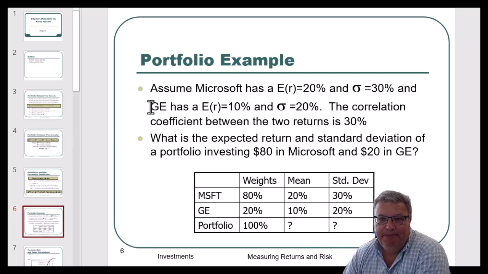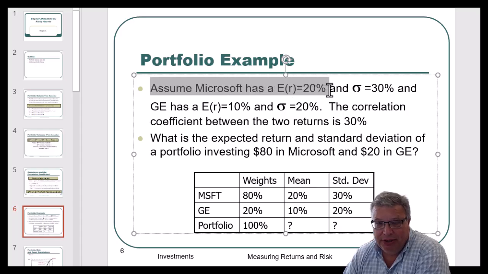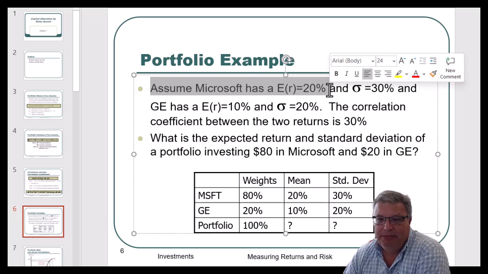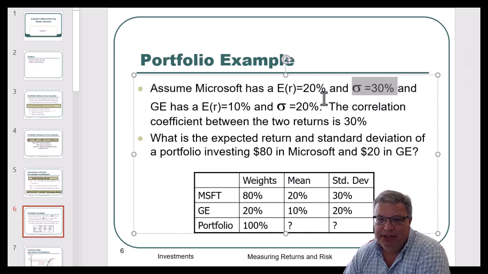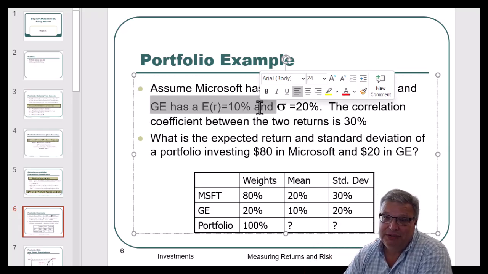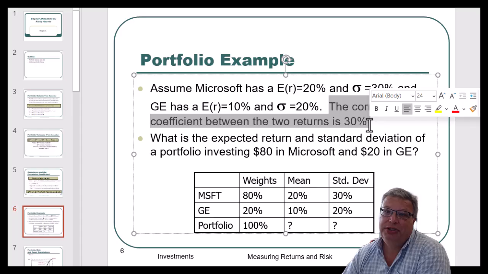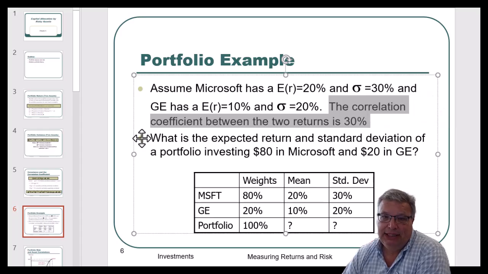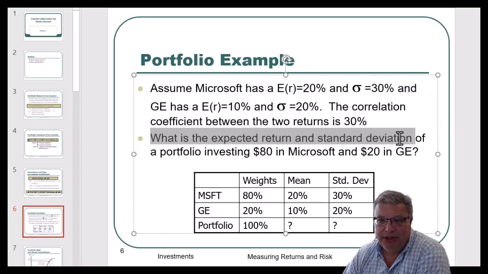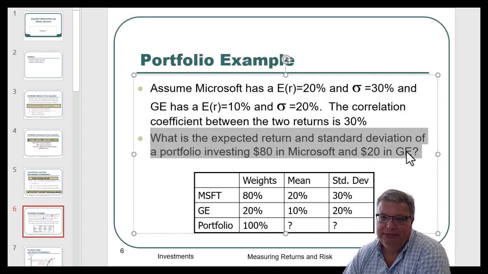So here's the setup. Assume we have Microsoft with an expected return of 20% and a standard deviation of 30%, and then GE has an expected return in the future of 10% and a standard deviation of 20%. And the correlation coefficient between the two is 30%. Calculate the return of the portfolio and the standard deviation if you invest $80 in Microsoft and $20 in GE.